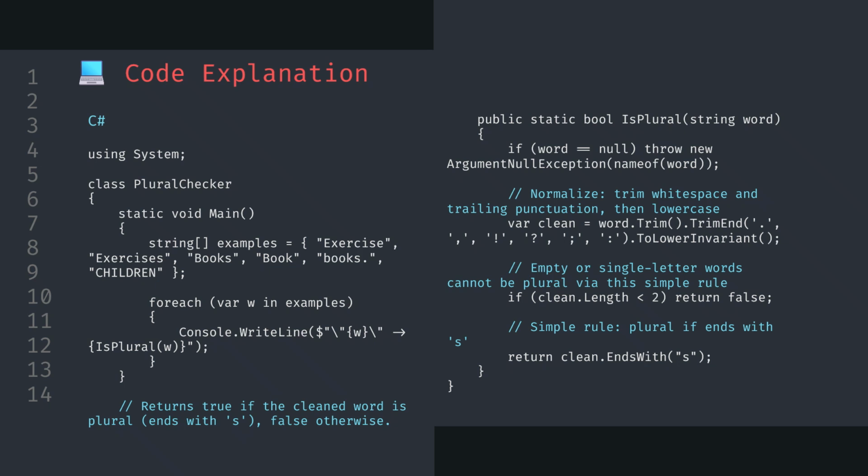Here's a concise, safe C# implementation. It starts with input validation, then normalizes the word by trimming spaces, removing trailing punctuation, and lowercasing. We treat words shorter than two characters as not plural to avoid false positives like "s". The core rule uses EndsWith "s". This gives correct results for our examples and is robust against punctuation and case.